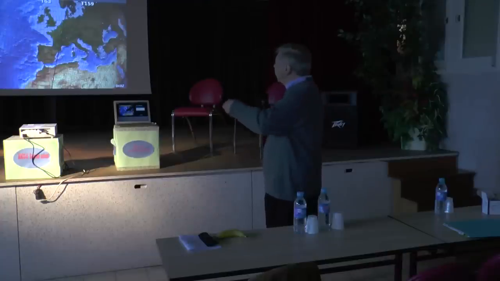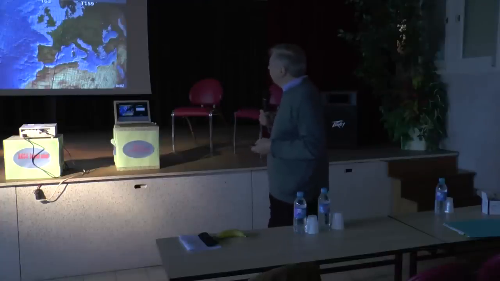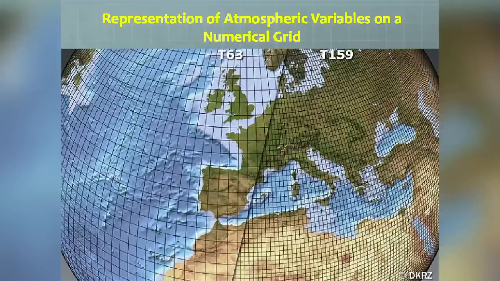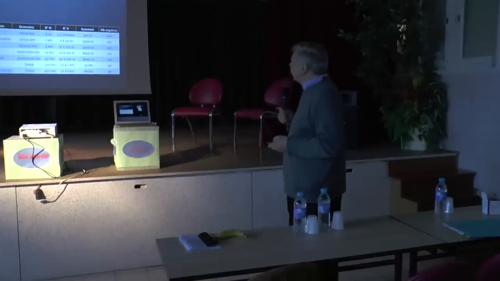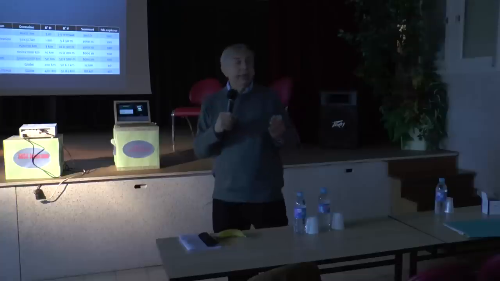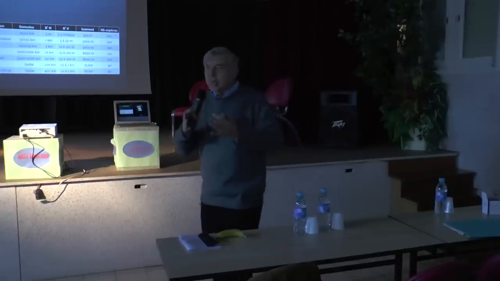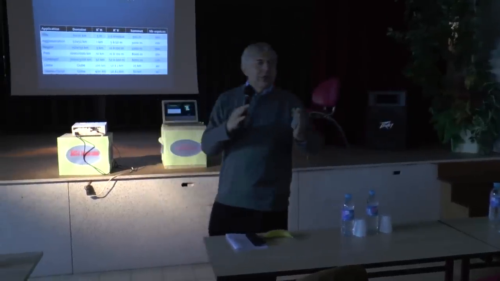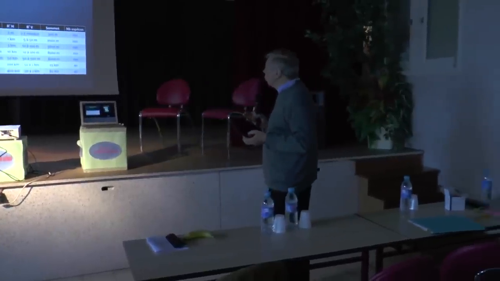So let's show an example again of a grid, and you see low resolution on the left, higher resolution on the right. This is a bit written in French, but you can see the typical horizontal resolution that we use today for cities, for larger urban areas, for regions, for land, for continents, for the globe. If you do a city model, you might use 5 meters because you want to see what happens in a given street. We call it a street canyon sometimes. If you do a global model, maybe you'll use a resolution of 200 kilometers today.